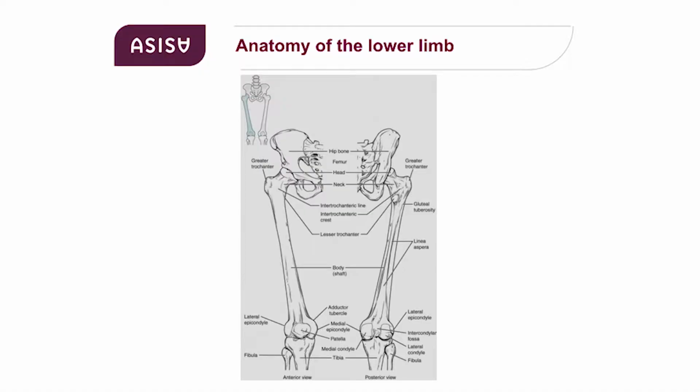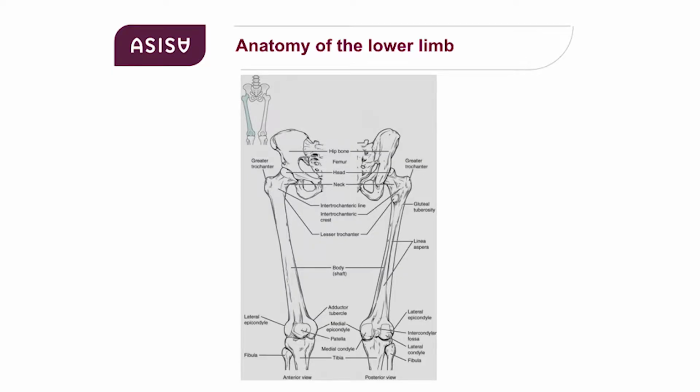Let's move down to the lower limb. Here the lower limb starts with the base as the pelvis, and from the pelvis we have the thigh bone, the femur. The femur is also a socket and ball joint, where the socket is the acetabulum and the ball is the head of the femur. So together they intertwine and form the joint.